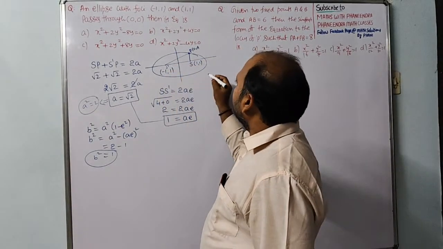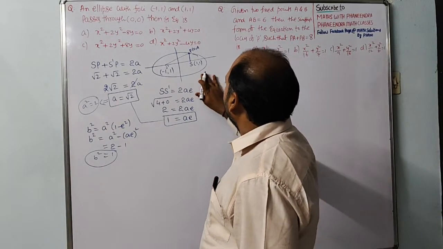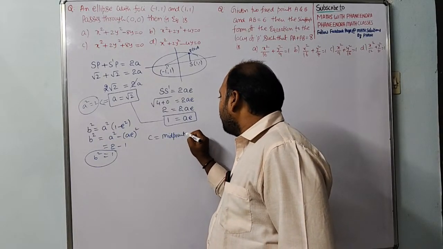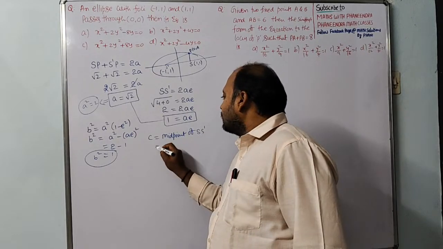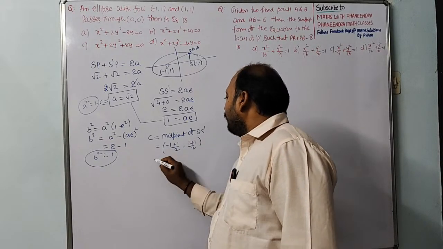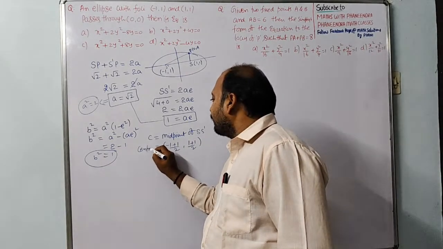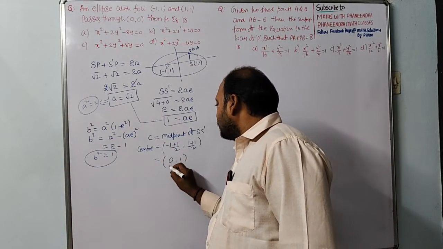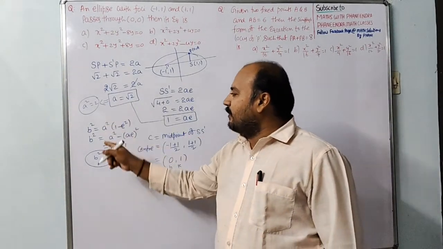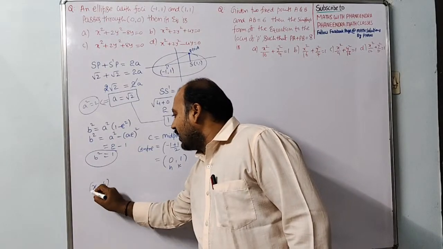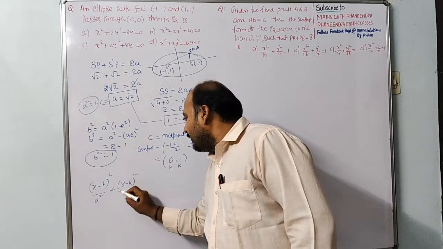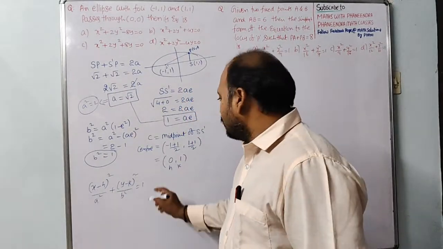And the center C is the midpoint of SS dash. Midpoint of SS dash: (-1 plus 1) by 2, comma (1 plus 1) by 2, which is equal to the center, (0, 1). This is (h, k). Whenever you know the center of the ellipse and a and b values, (x minus h) whole square by a square plus (y minus k) whole square by b square is equal to 1. So h value 0, k value 1.